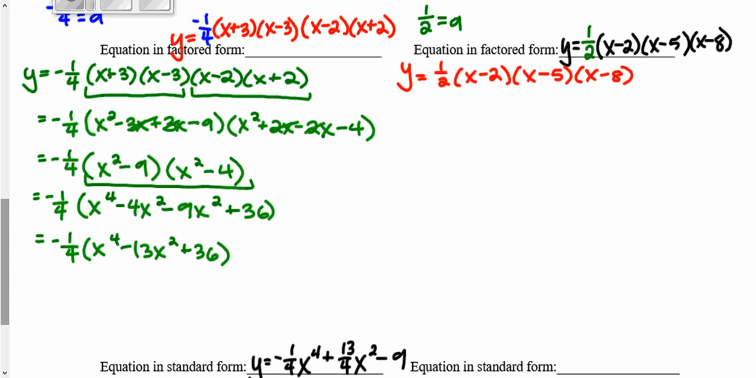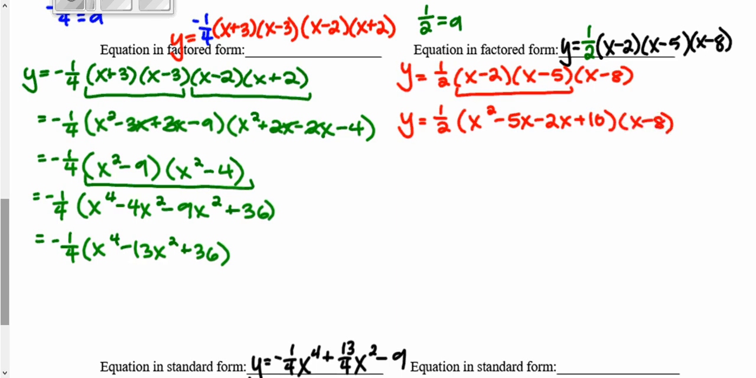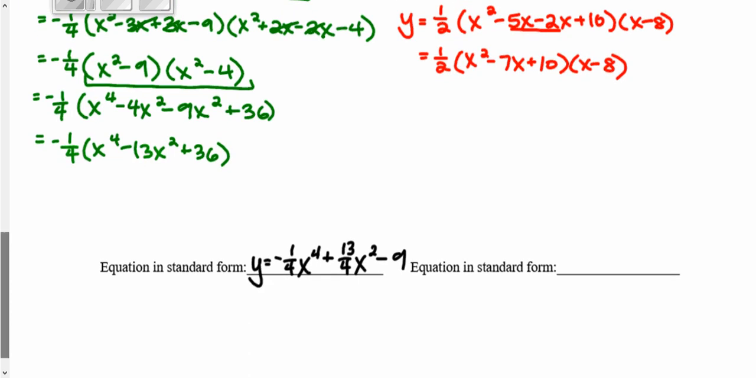And it doesn't matter which two factors you multiply together first, just pick 2. I'm going to leave the 1/2 out in front. So I'm multiplying these two factors together. I still have the x minus 8. I haven't multiplied that in yet. I'm just going to clean up the parentheses because these two combine to give me a negative 7x. And again, our goal is to get rid of all the parentheses here. So now I'm going to multiply these two together, leaving that 1/2 out in front still.